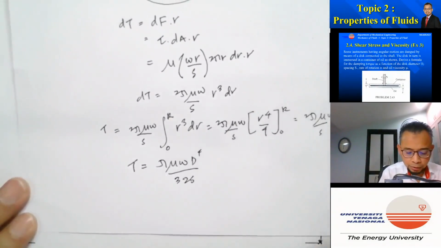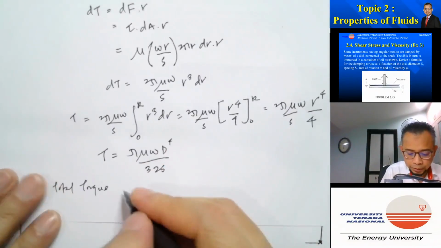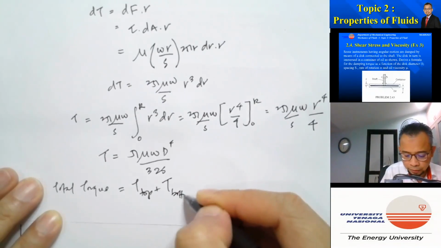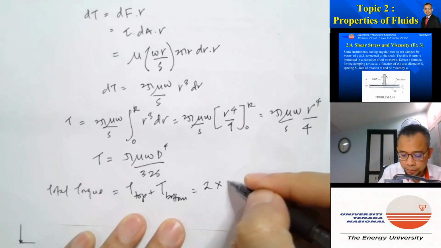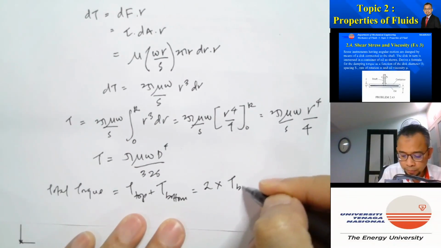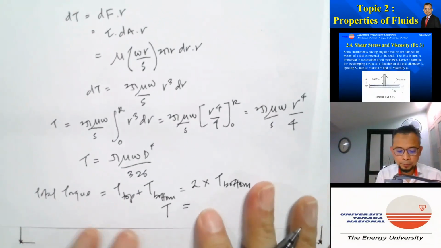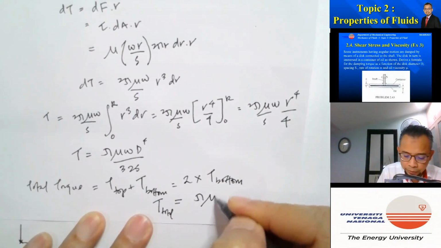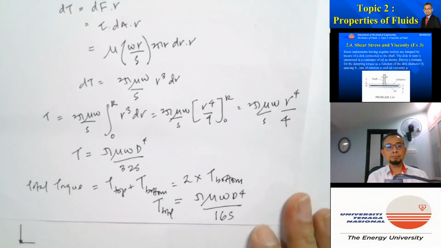So the total torque will be torque top plus torque bottom, which is basically just 2 times torque bottom. We ignore the edge effect and also the effect of the shaft, right? So the total torque, just 2 times this, is pi mu omega d to the power of 4 over 16s. Straightforward.